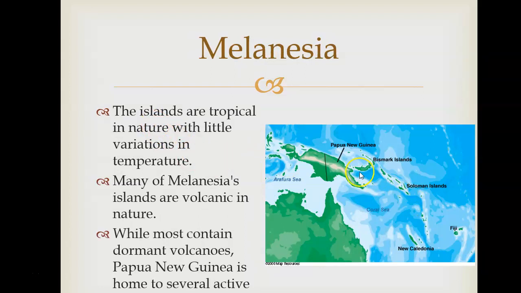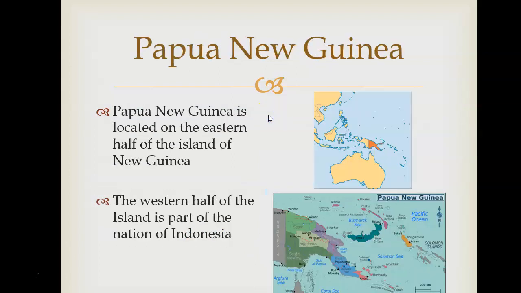Melanesia, you do have kind of some larger islands here. The islands are tropical in nature, with variations in temperature. Many of these islands are volcanic. Most of them are dormant again, but Papua New Guinea up here to the north of Australia does actually have an active volcano. Papua New Guinea is on the eastern half of this island of New Guinea, and the other side of the island is a part of Indonesia.